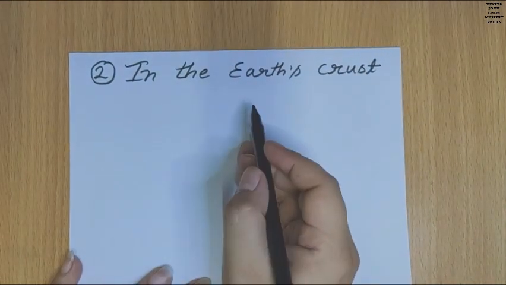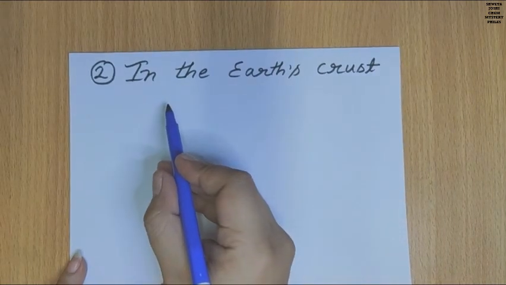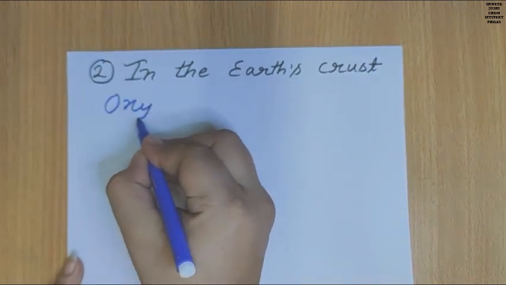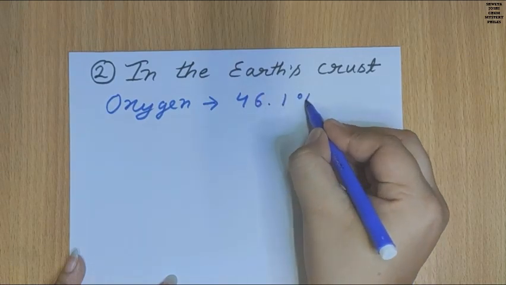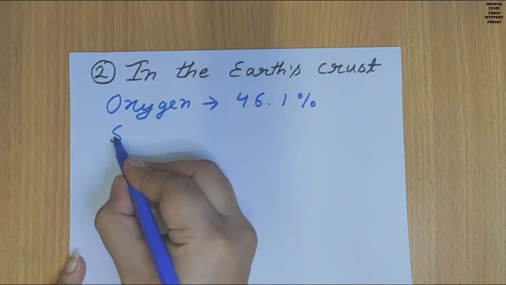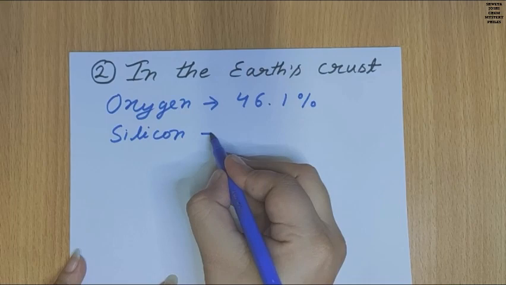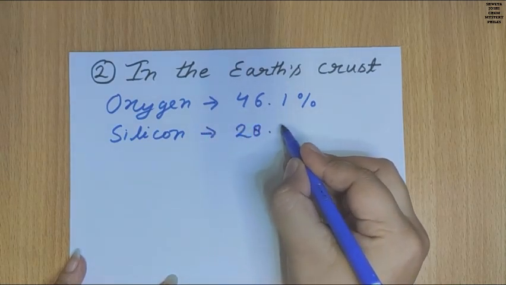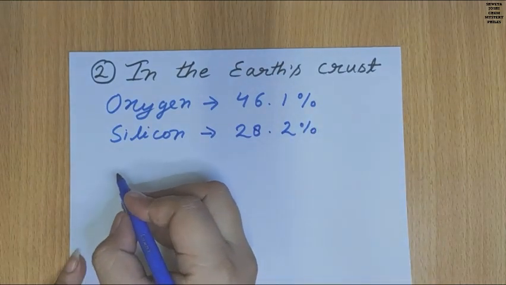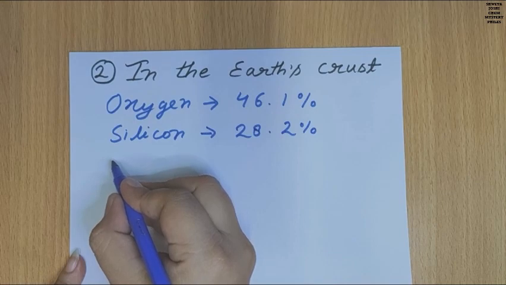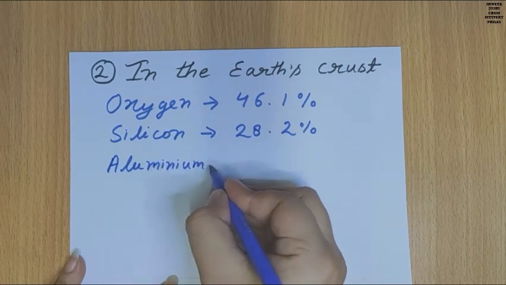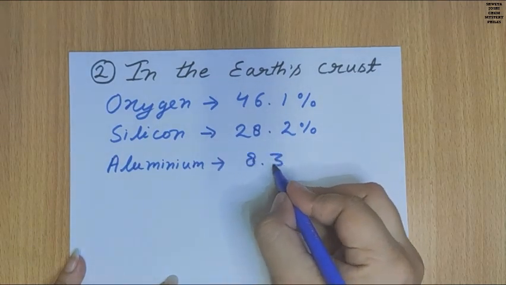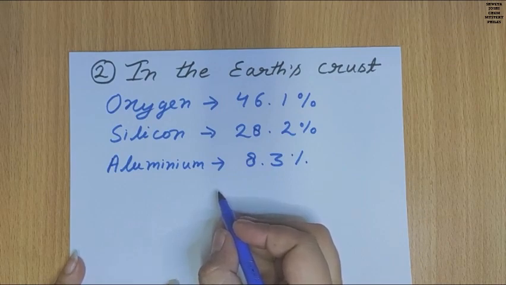Now covering occurrence of elements in the Earth's crust. In the Earth's crust, oxygen element is present around 46.1%. Next, silicon element, it is present around 28.2%. These are approximate percentages of the elements present in the Earth's crust. Next, aluminium, around 8.3% aluminium element is present in the Earth's crust.